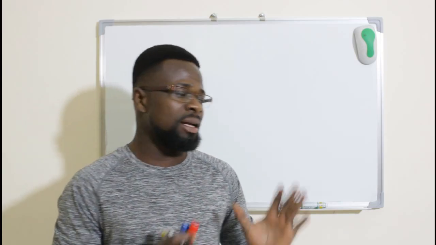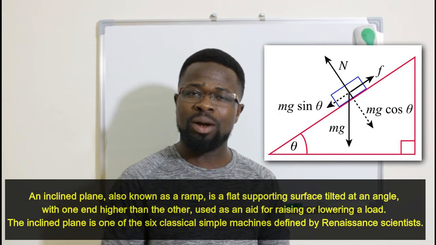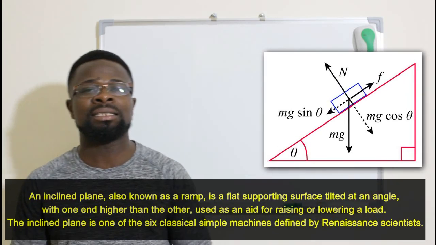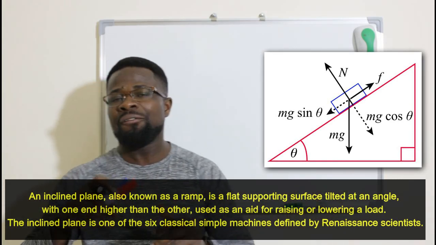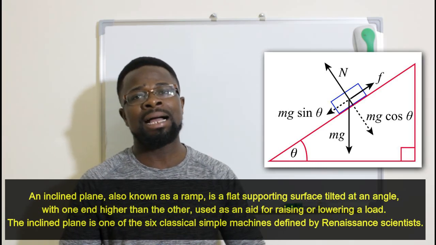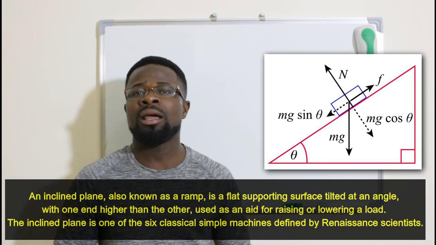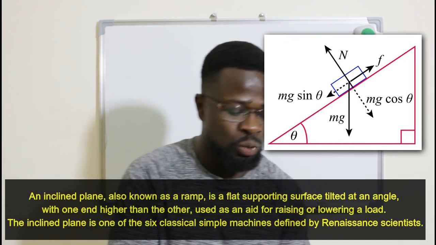Alright, let's begin by looking at what we mean by an inclined plane. What is an inclined plane? An inclined plane, which is also known as a ramp, is a plane surface or a flat surface which is tilted at an angle that is used in raising or lowering an object. So let's look at a situation like this.